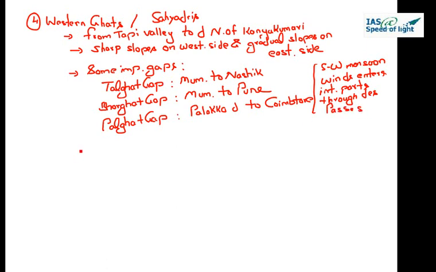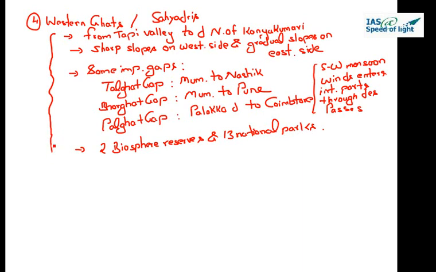We all know it's an eco-sensitive zone, a highly biodiverse region. Here we have around 2 biosphere reserves and 13 national parks. So these things we have to remember for Western Ghats. Some of the hills here: Ajanta, Satmala, what we have seen, and Harishchandra.